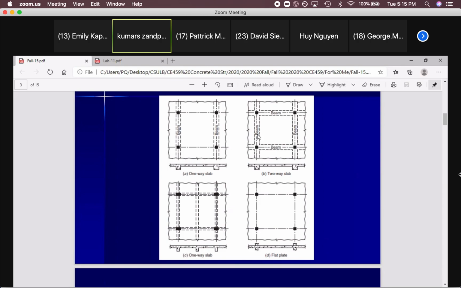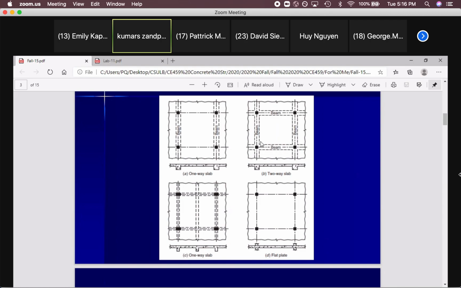If the long span divided by short span is less than 2, we call that a two-way slab. If it's more than 2, one-way slab. How can we transfer the load? With 45 degrees. Those triangles at all 4 sides are at 45 degrees. They can actually meet each other. Then connect these two.